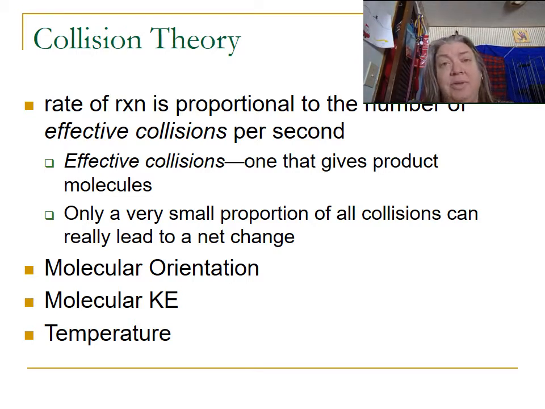Because what it turns out to be is that really there's only a small number of actual collisions that cause the reactant to go. They estimate it as, for every billion collisions, you might have one for certain reactions. And so we want to look at why that is. So a couple of things that they like to point out in the collision theory is molecular orientation, which is how the molecule is oriented, molecular kinetic energy, which, remember, kinetic energy is the energy of motion, and then also the temperature. So let's break these down just a little bit more.